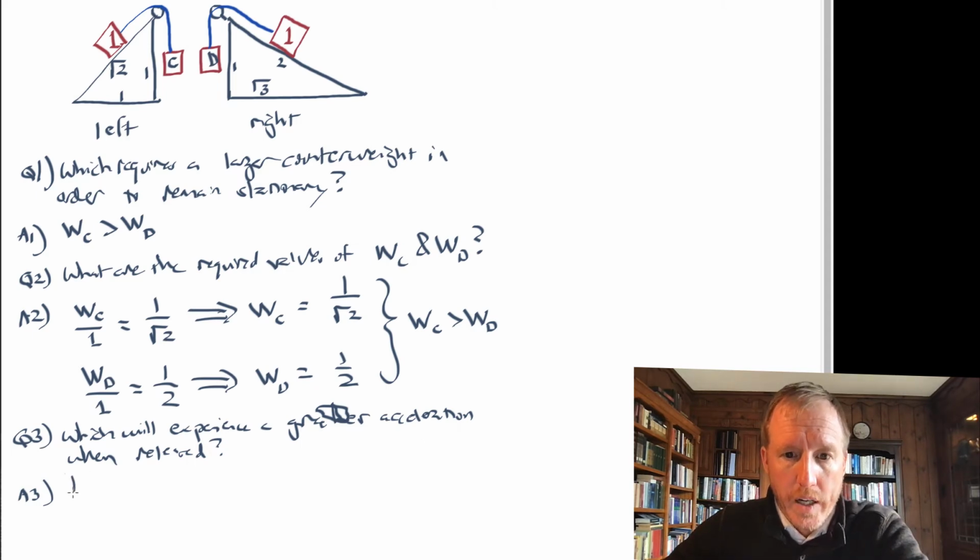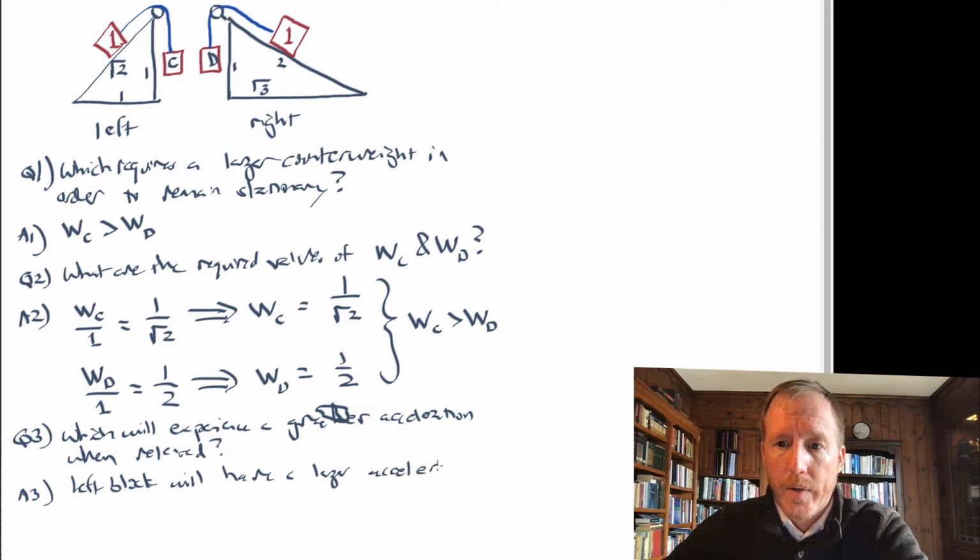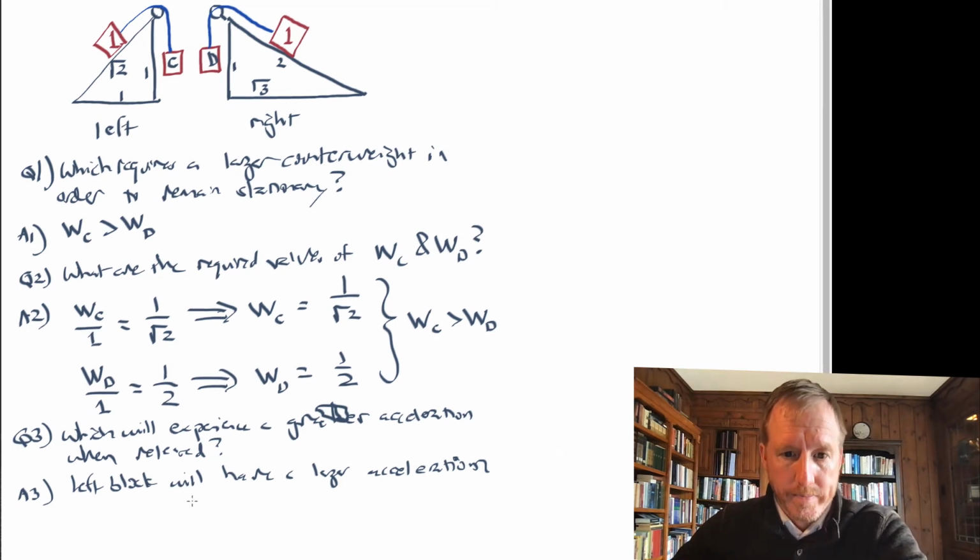So the left block will have a larger acceleration. Importantly, and we'll come back to this in a moment, they will both undergo a constant or uniform acceleration insofar as the ramps do not have friction. They'll have uniform acceleration, but the magnitudes of those accelerations will be different.